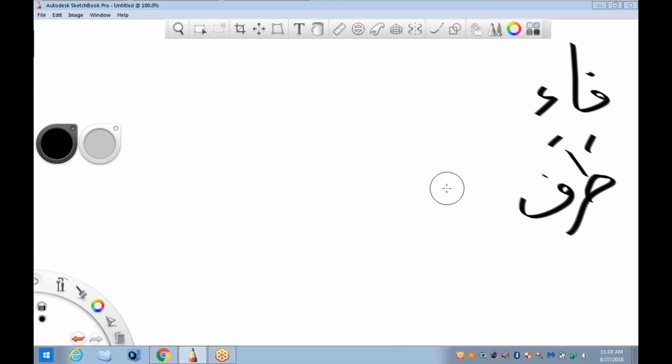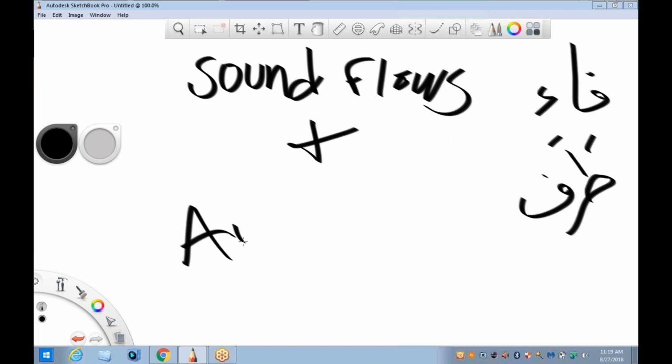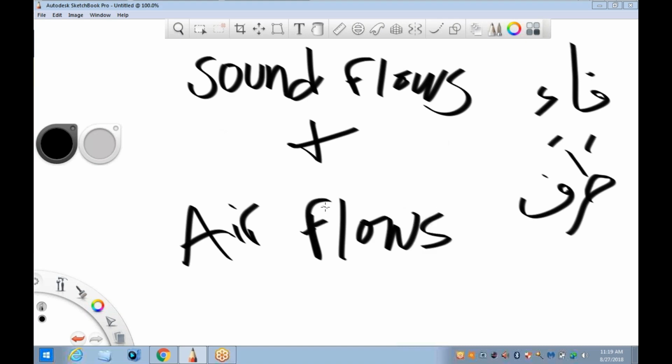In this letter, the sound flows and the air flows. When both of these things flow, it indicates what? That in this letter, the two entities collide together softly, not stopping the flow of sound, not stopping the flow of air.